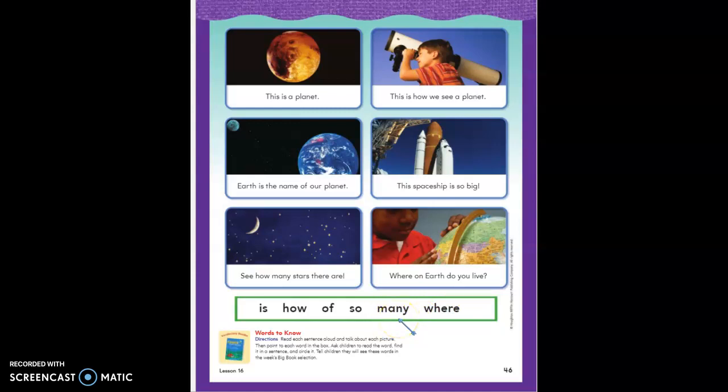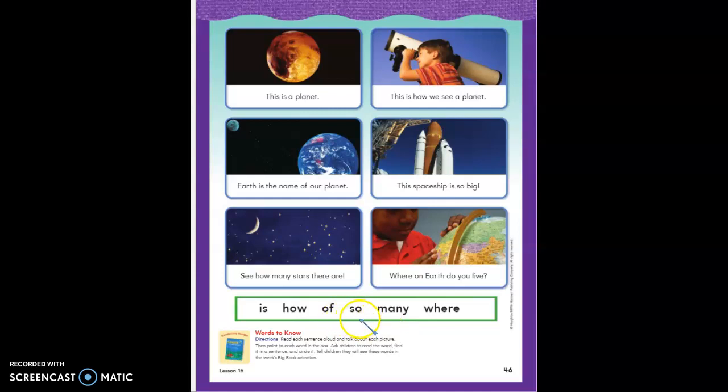Many. What does many mean? M-A-N-Y. Many is several, right? I have many toys. I have many pieces of paper. How many pieces of candy did you get? Or how many birthday gifts am I going to get? Or how many people can I help today?